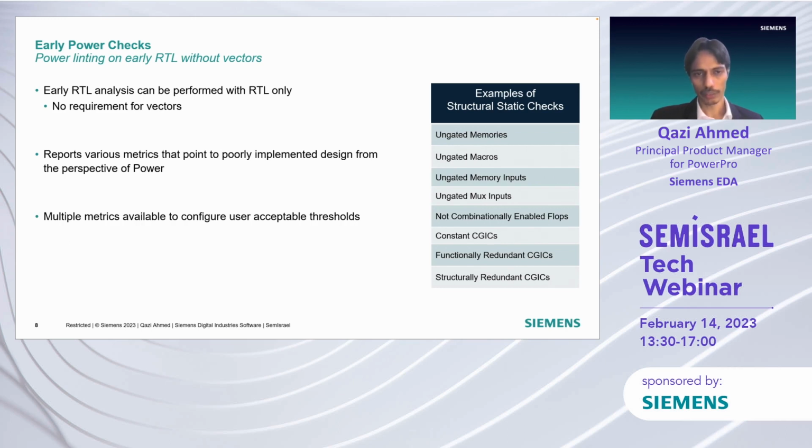It also checks on some of the design structures, for example, CGICs. You might have constant CGICs that are not contributing to any power savings, or functionally or structurally redundant CGICs that are consuming power of their own and not really contributing to any power savings. So these kinds of early checks, power lint related checks, help you find the problems earlier in your RTL while you're doing it, and become a very good key performance indicator of your RTL coding quality from the perspective of power.